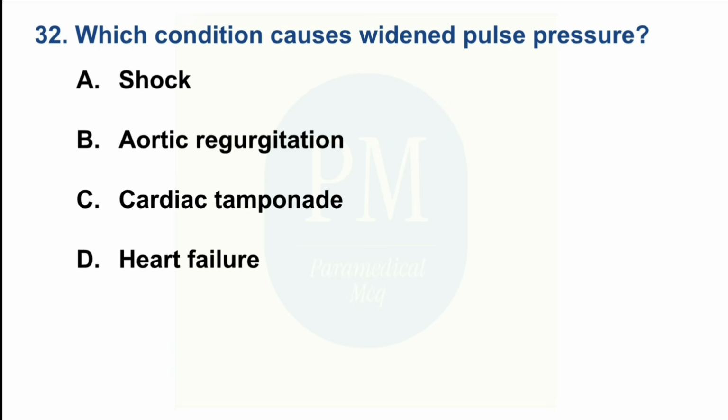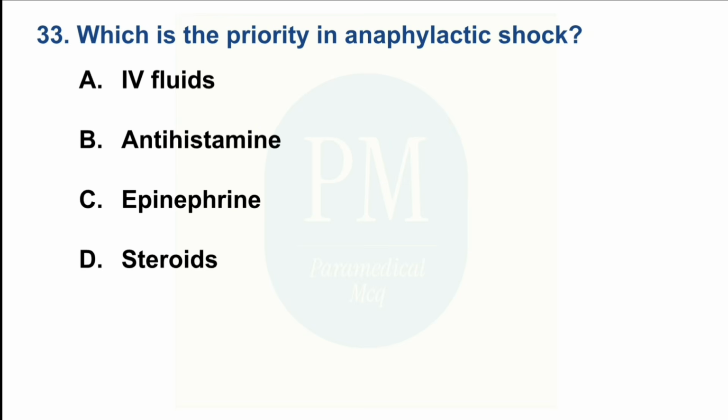Which condition causes widening pulse pressure? Option A, shock. Option B, aortic regurgitation. Option C, cardiac tamponade. Option D, heart failure. The correct option is option B, aortic regurgitation.